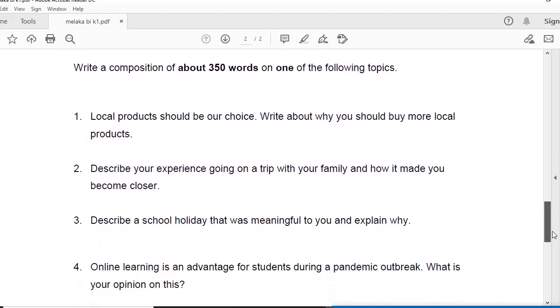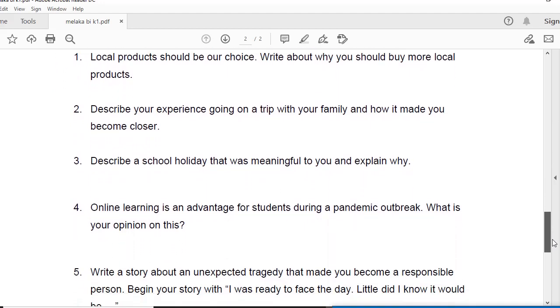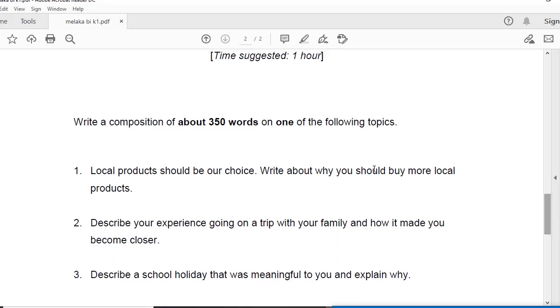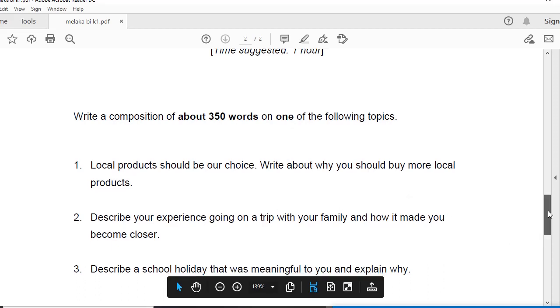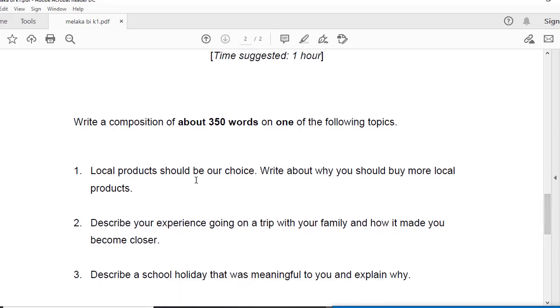Okay, for the Form 5 students this year, you are going to have this kind of question. You are familiar with this format, right? Okay, there are 5 topics given. You choose only one. For the Form 4 students this year, your new format, the new format of SPM, they will only give you 3 topics and you choose one. Okay, look at the question one by one.